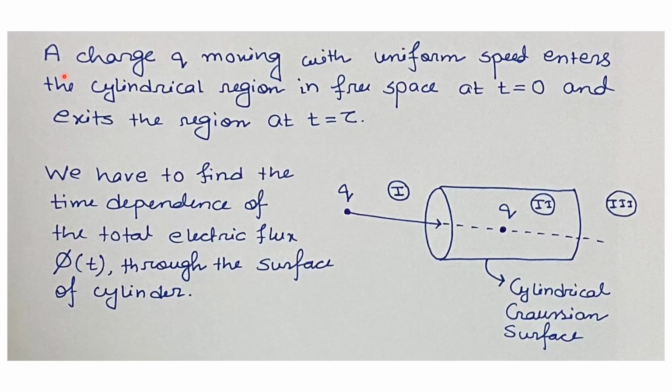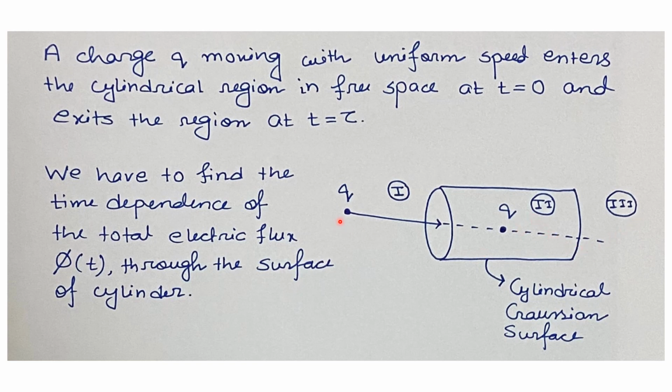So it is given that a charge q moving with uniform speed enters the cylindrical region in free space at t equals 0 and exits the region at t equals tau. So this is our cylinder. We are dividing the region into 3 parts: region 1, region 2 and region 3.